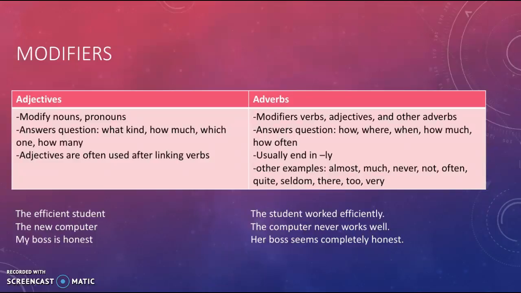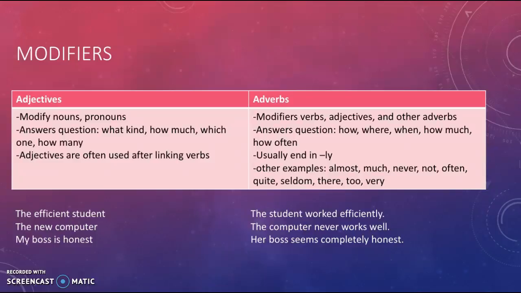And then the next one, the third example, is when it's describing another adjective. So we have the adjective honest. So her boss is honest, but he's completely honest. So how honest is he? He's completely honest. He's totally honest. Those are words that will describe the adjective, and so they are considered adverbs.